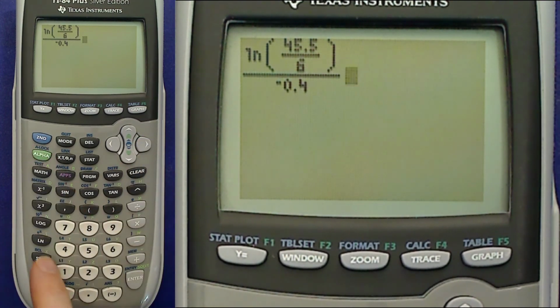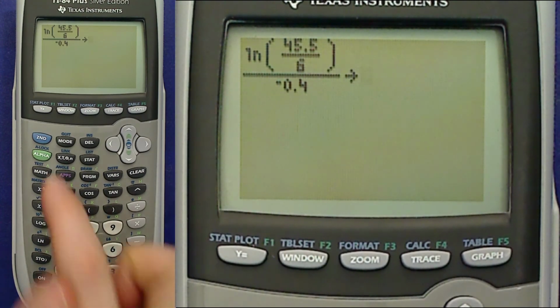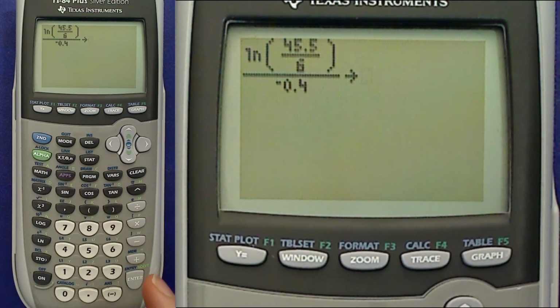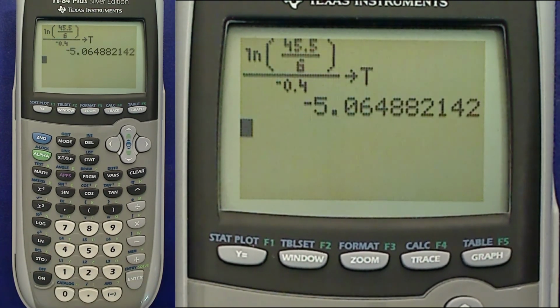I'll hit the store button, and you could save it in any letter that you want, but since we're using T, I'll use T. So where is the T? The T is here on the 4 key. So we do that, and we get T equals negative 5.06.